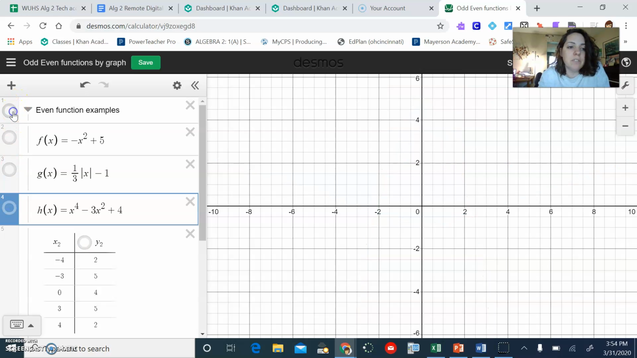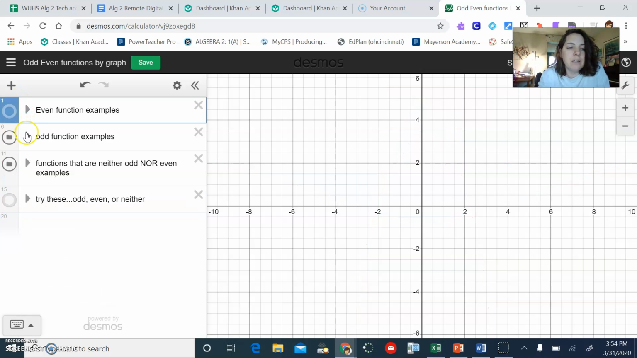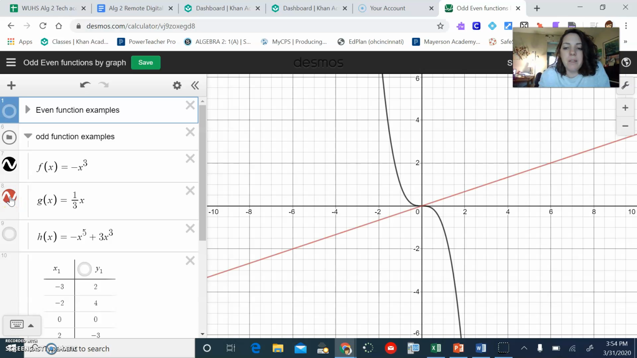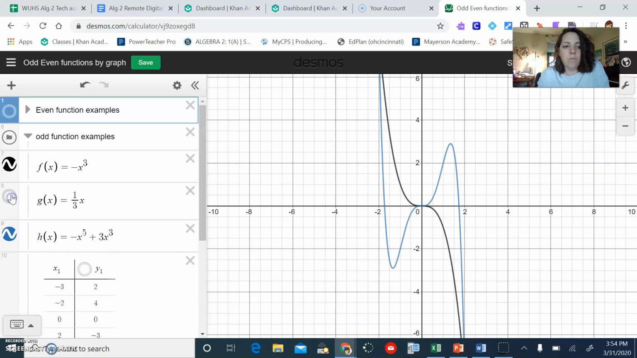Now let me turn those off for a second, close it up. Let's talk about odd. Okay, let me show you some examples of odd functions. There's one graph. There's another one. Are either of those symmetric about the y-axis this time? No. They do have a weird symmetry about them, but it's not over the y-axis.